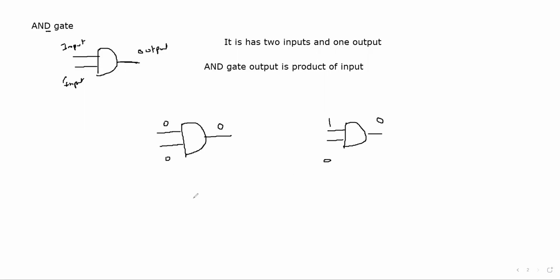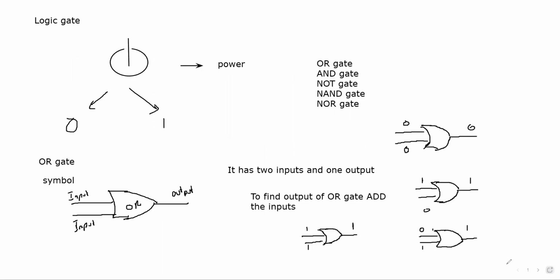Maybe my circuit symbol does not resemble the standard circuit symbol of AND gate, but it is similar. 1 multiplied by 0 is also 0, and 1 multiplied by 1 is 1. So if you want the output of AND gate, you will multiply. If you want the output of OR gate, you will add them.